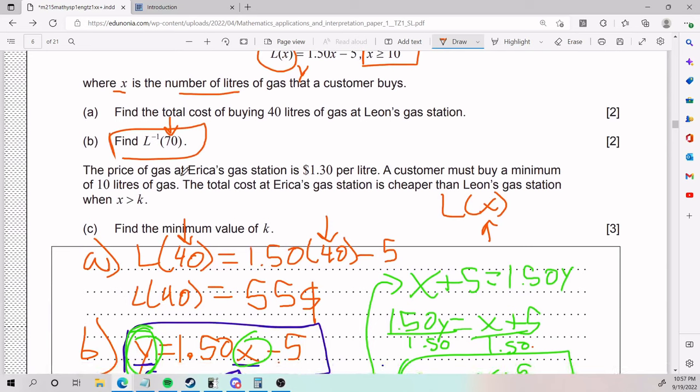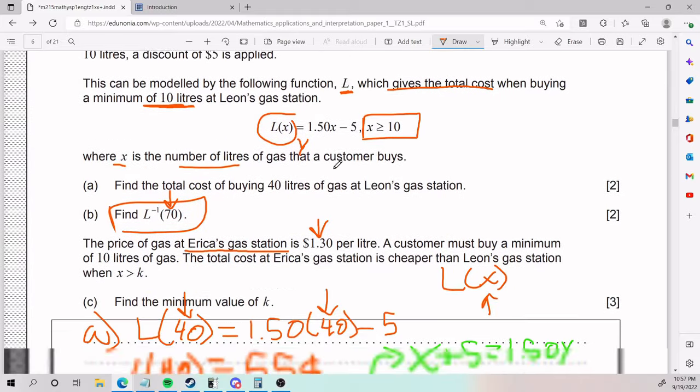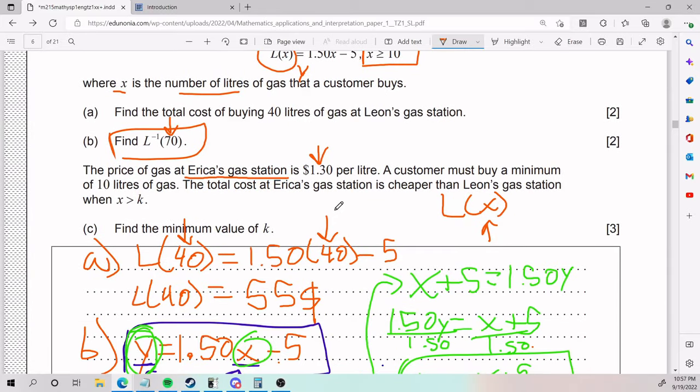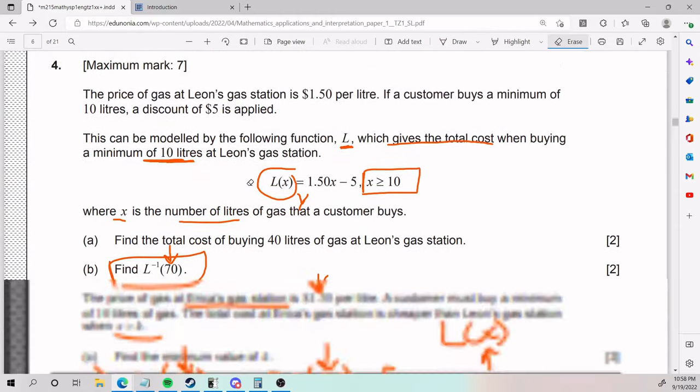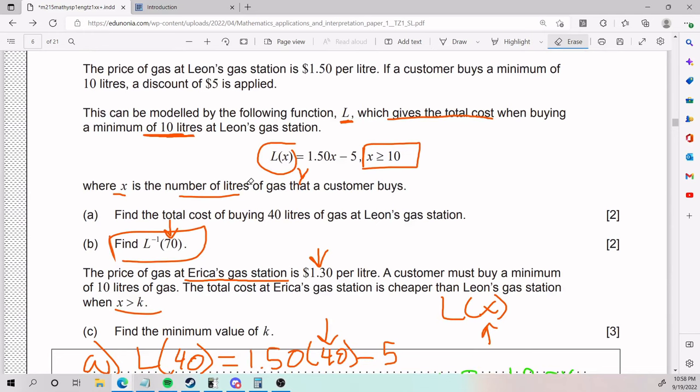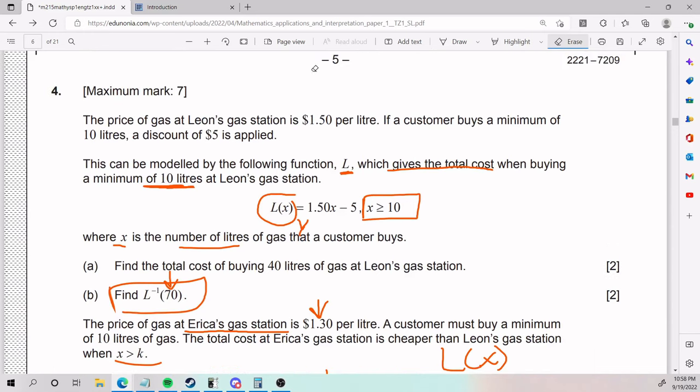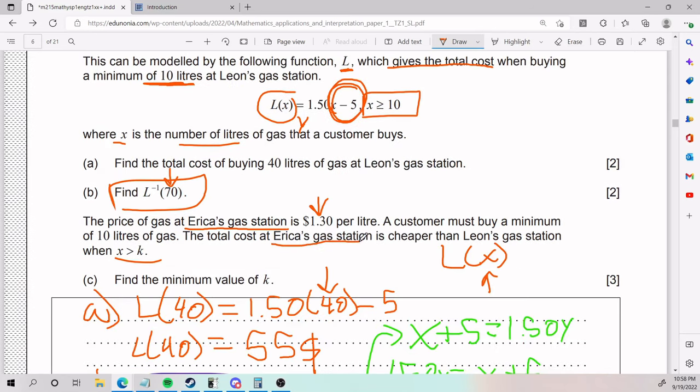All right. Now they tell us the price of gas at Erica's gas station, which is a different gas station, is $1.30 per liter. A customer must buy a minimum of 10 liters of gas, again, just like the other one. The total cost at Erica's gas station is cheaper than Leonidas' gas station when x is greater than k, and we need to find the minimum value of k. Let's take a moment and think about this. If a customer buys 10 liters of gas, it will be cheaper at Leonidas, because that station has a discount, that minus 5. Erica's gas station does not. So where is Erica's gas station more convenient than the other one?